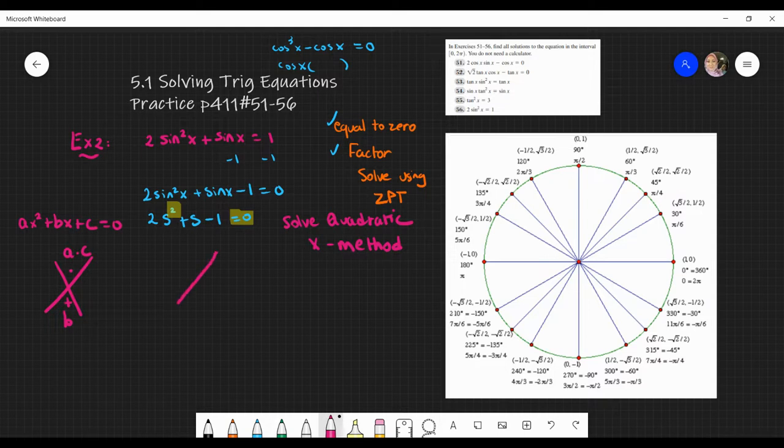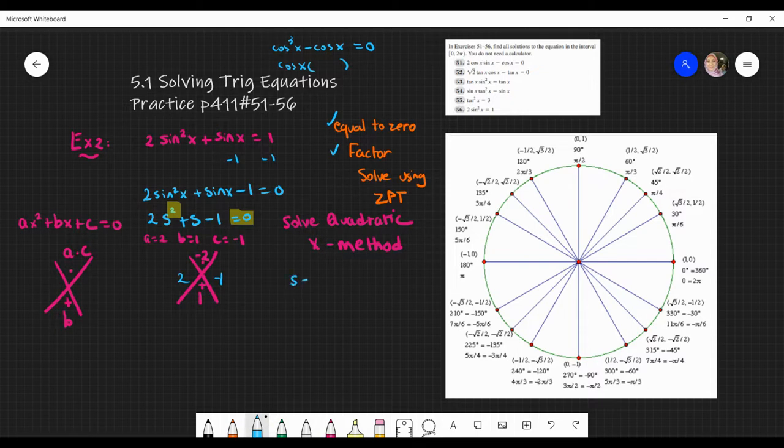So in this case, let's apply it. A equals 2, B equals 1, C equals -1. A times C is -2, B is 1. We need two numbers that multiply to -2 and add up to 1. And in this case, we get 2 and -1 because we want those numbers to add up to a positive. So the bigger one has to be positive.